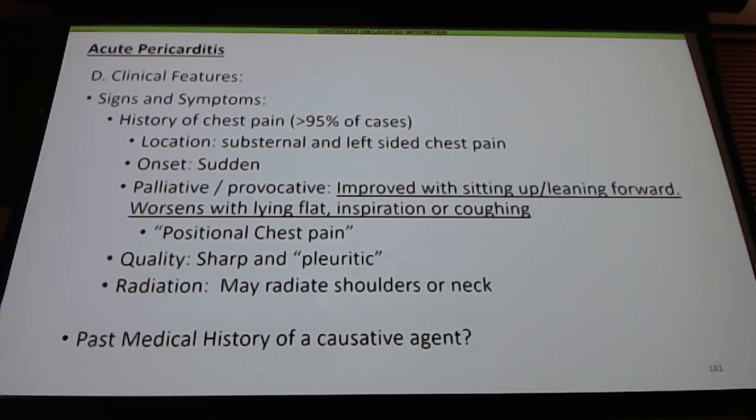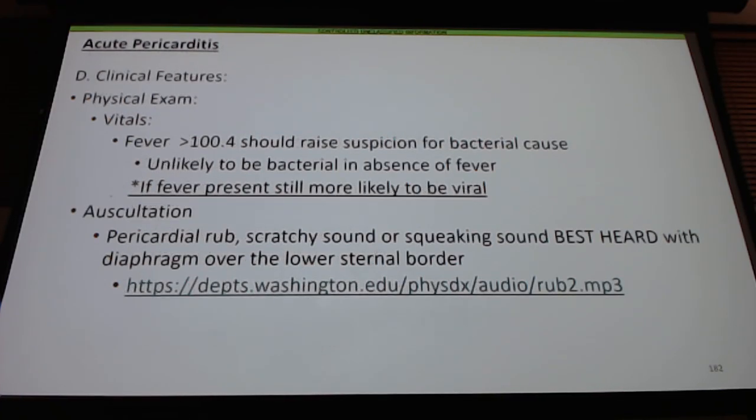Then we talked about how these folks are going to present with chest pain, but the chest pain is different from other causes because it is a positional chest pain. So they sit up or lean forward, it makes it better. They lay back, cough, take a deep breath in, it makes it worse. And then we talked about how you can get that pericardial friction rub, and that can be heard on auscultation.